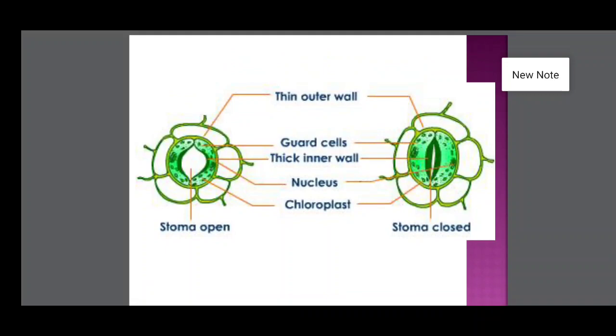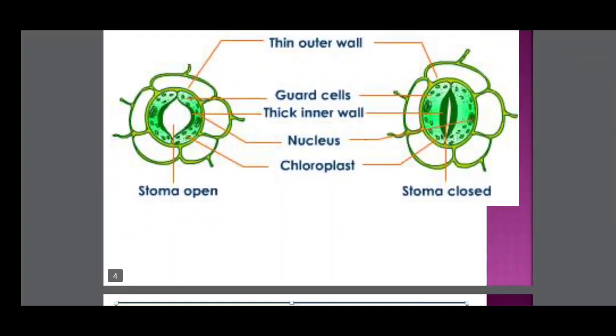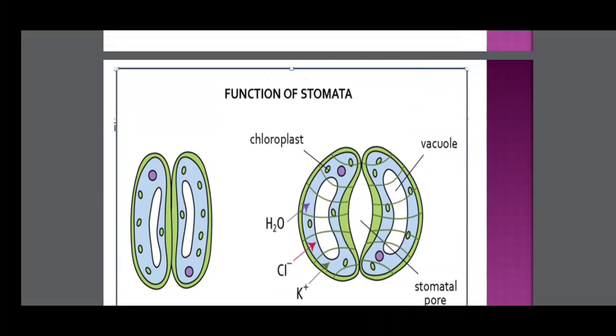Here you see the guard cells are in a curved position when the stomata are open. In the closed position they are in a straight line position. At the same time, guard cells possess chloroplasts and a nucleus. Due to the chloroplasts, the guard cells carry out photosynthesis. So next slide, functions of the stomata.